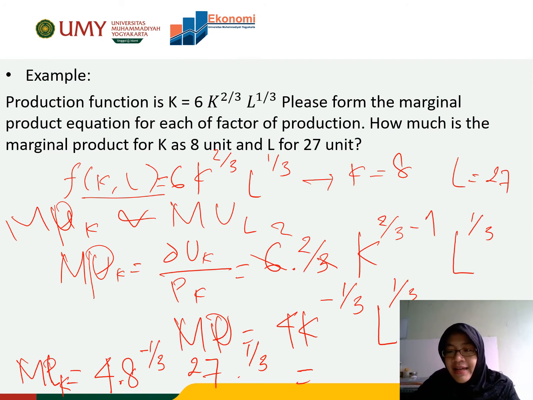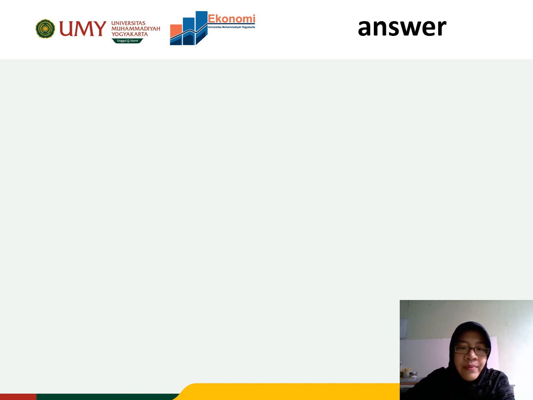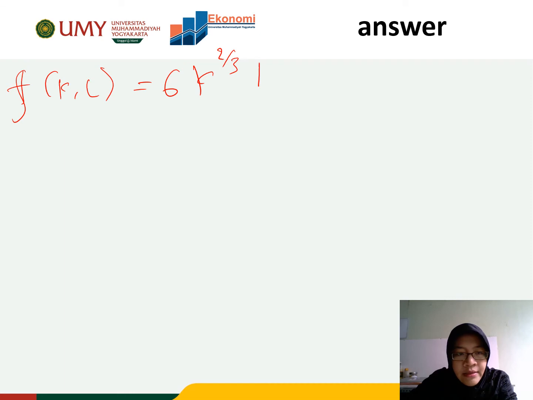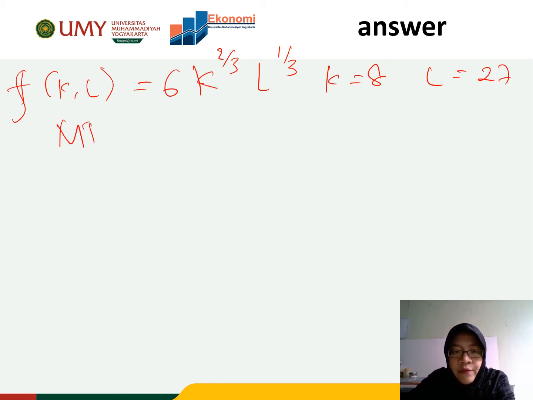How about the MP for L? The next slide, we are measuring L. Here we have f(K,L) equal to 6K^(2/3)L^(1/3), with K equal to 8 and L equal to 27. We already have the MP for K, and we will measure the L. It's also the same.